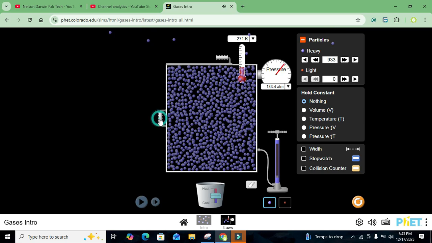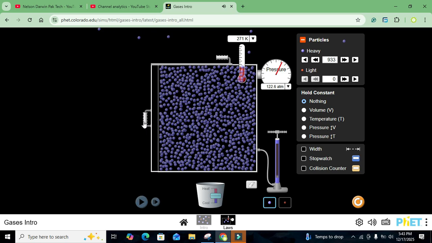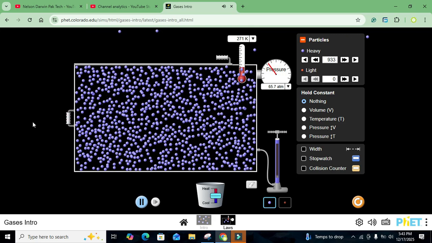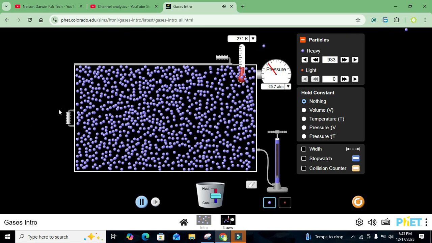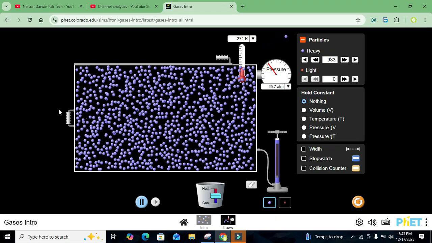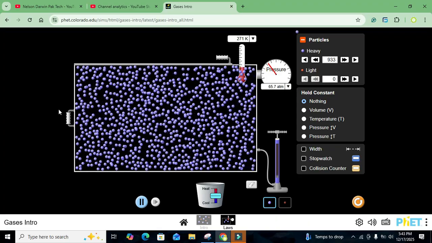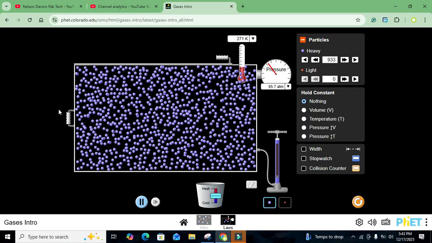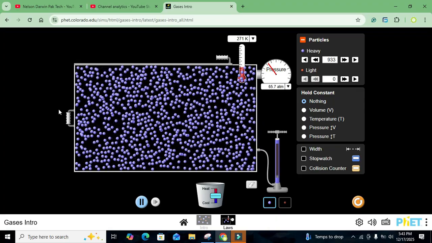And now you can see that the more the volume of the gas chamber, the less the pressure. See, the pressure drops very much, and this is the maximum volume we can make. So in this way we can simulate Boyle's law. So hopefully you got the concept.